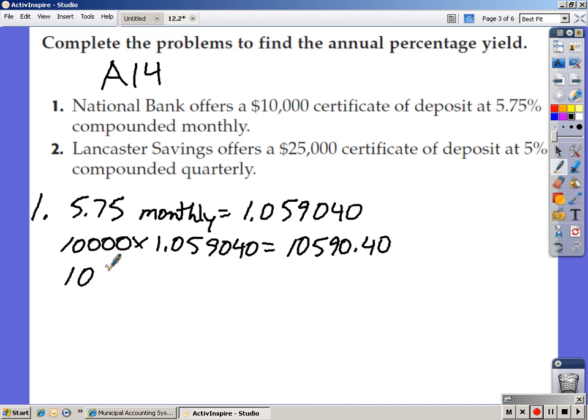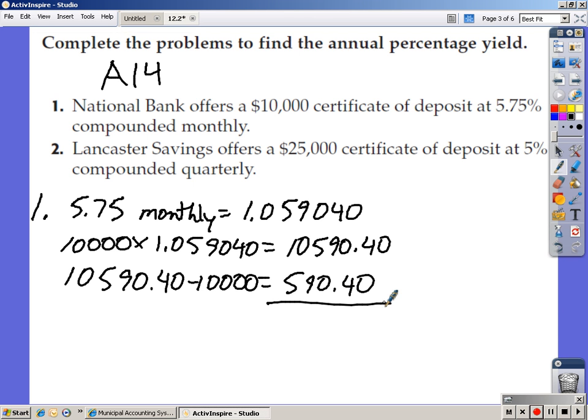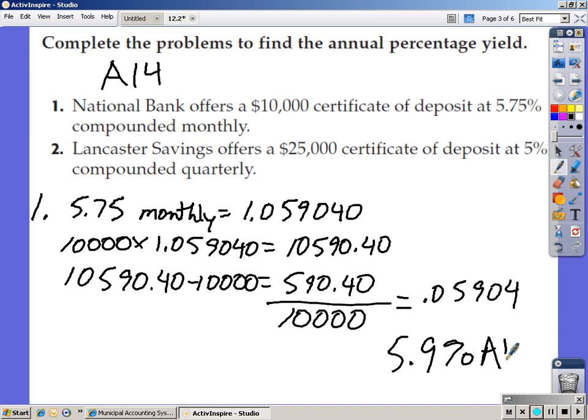Okay, subtract that original investment out. You get $590.40. Okay, $590.40 divided by the original investment of $10,000 gives .05904. Okay, that works out to be 5.9% APY. Okay, that's number one.